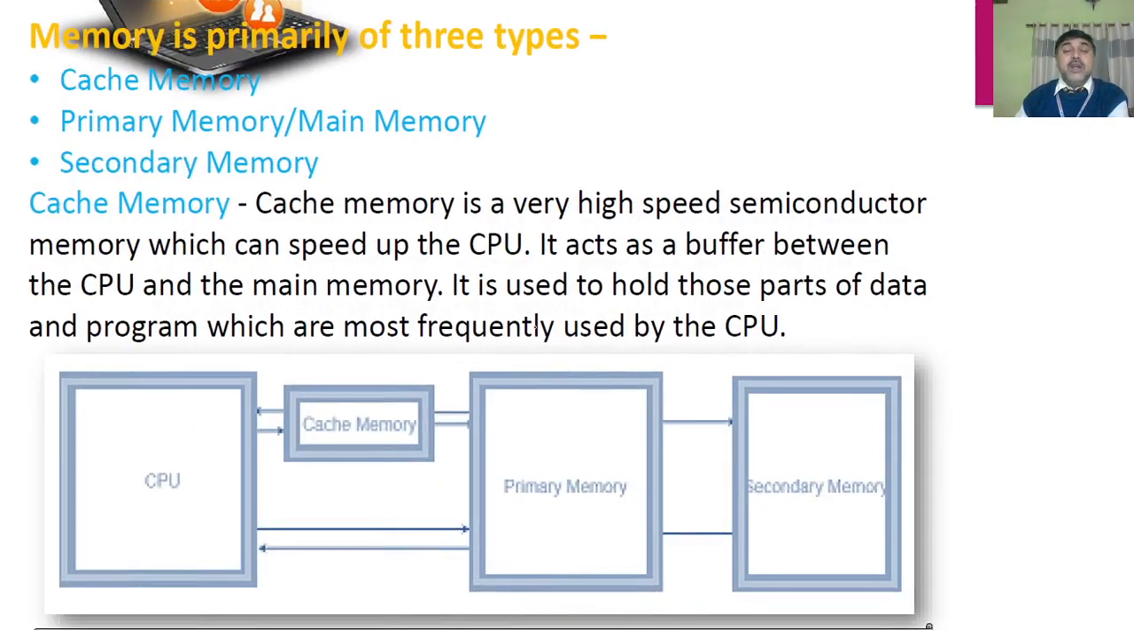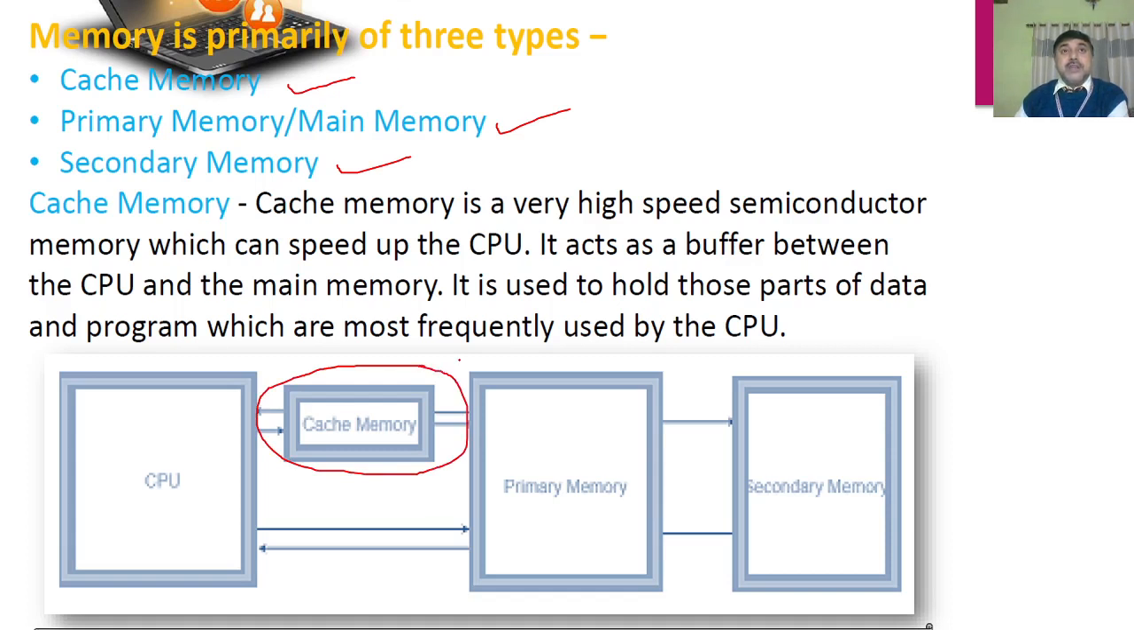So see here, as we are discussing memory, what is memory? Memory is basically of three types. One is cache memory, one is primary or main memory, and another is secondary memory. So what is the cache memory? You see here, the cache memory is there.